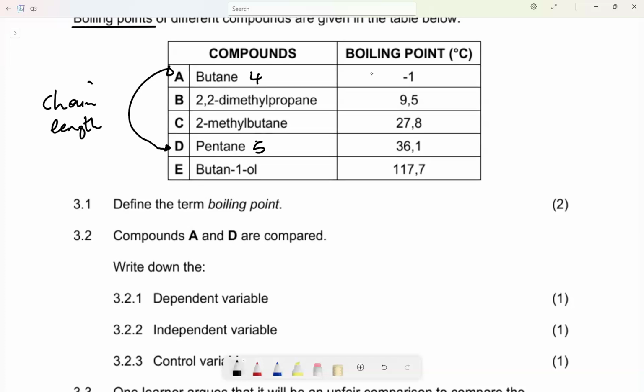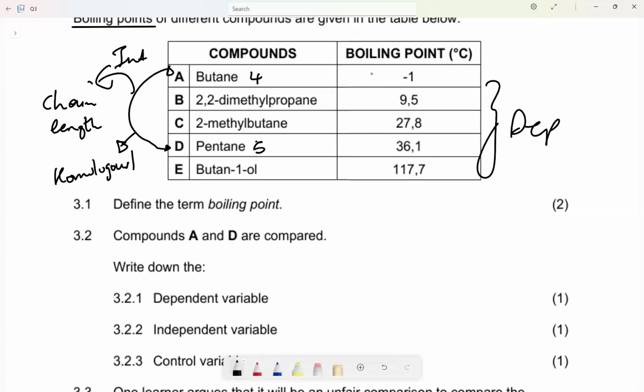What is it that they are changing from A to D? It is chain length. So this is my independent variable. Remember, I said the dependent variable is boiling point. What is it that they did control? They controlled the homologous series; it should be the same. Or if not homologous series, you can say functional group. They are of the carbon-carbon single bond.